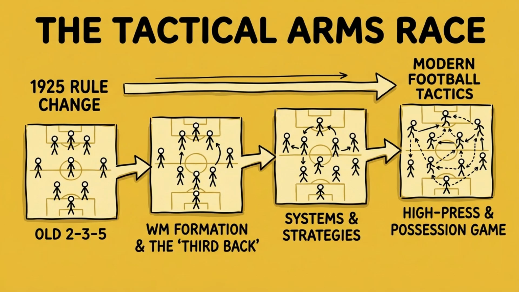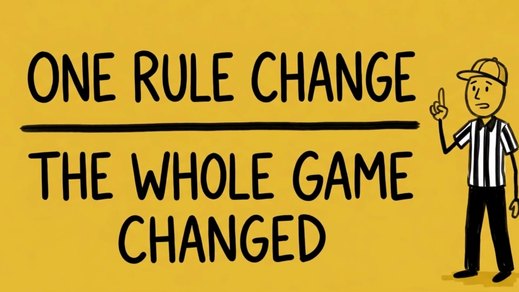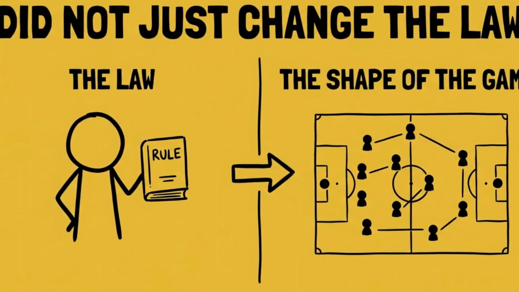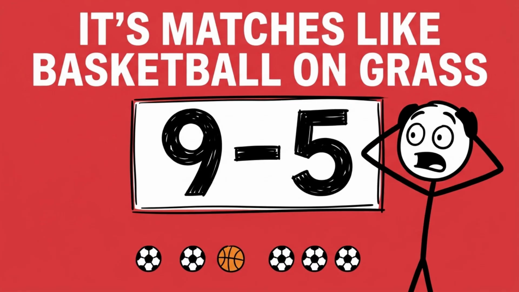The 1925 to 1926 season, the first under the new rule, saw 6,373 goals scored in the English Football League. That is an increase of over 1,600 goals in one season from one rule change. Football exploded, but here's the counterintuitive twist.